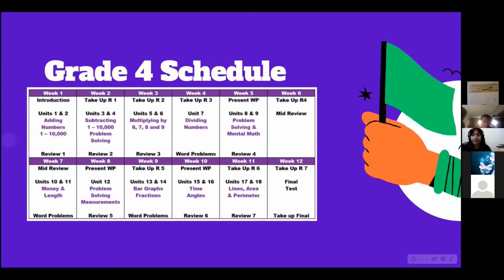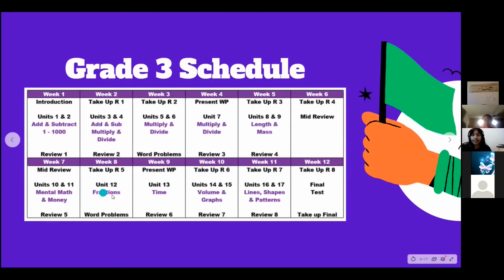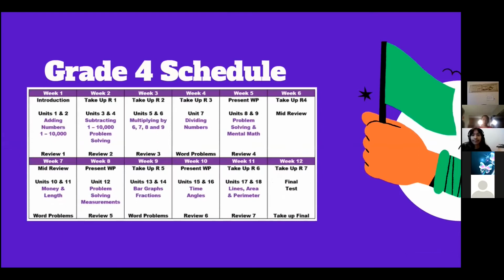So this is the grade 4 section. And you see here, I have fractions and then word problems. There are 2 sections in each class where it says word problems, and there are 3 for grade 4.